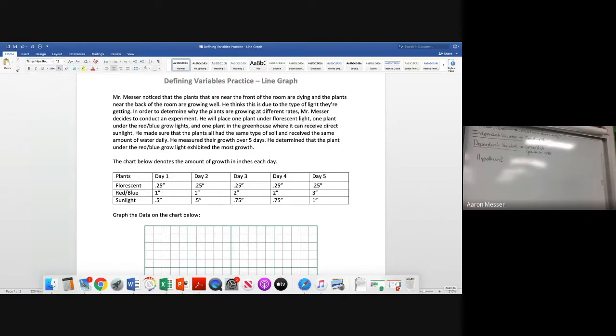What word can we look for that helps us determine what a hypothesis is in an experiment? I bet if I read the first 3 sentences, you can tell me what the hypothesis is. Mr. Messer noticed that the plants near the front of the room are dying and the plants near the back of the room are growing well. He thinks it's due to the type of light they're getting. What's the hypothesis?